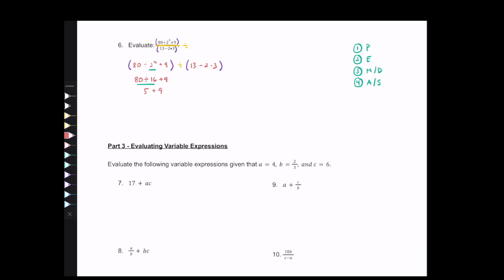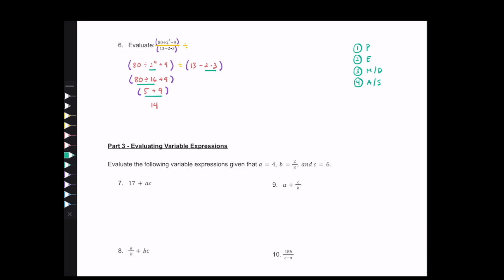So we have 5 plus 9, and then 5 plus 9 is going to equal 14. Okay, so that's what the whole numerator is equal to. It's important to keep the whole top grouped until we have just one number. And then for the denominator, let's see what we have to do.